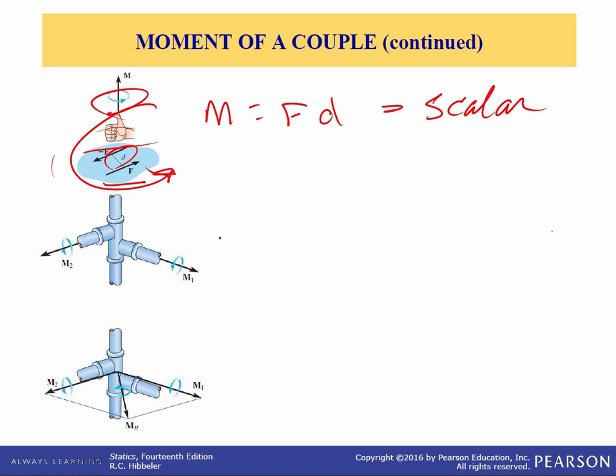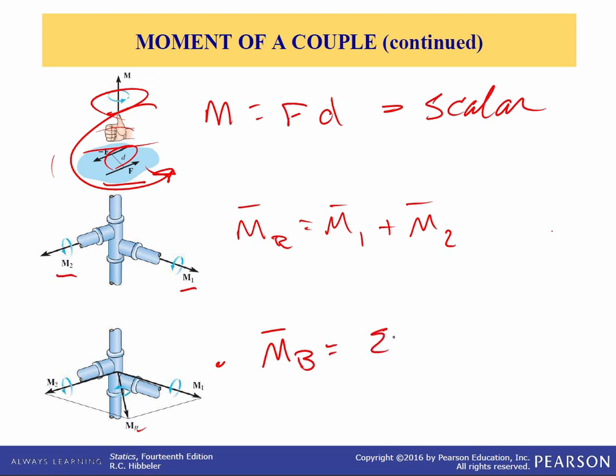Now, since couple moments are vectors, their resultant can be determined through vector algebra. As you see here, we have these two couple moments, M1 and M2. Well, the resultant moment is just the sum of those two vectors. And if more than two couple moments act on a body, we can generalize the concept and say that the moment is equal to the summation of all the R cross F's.